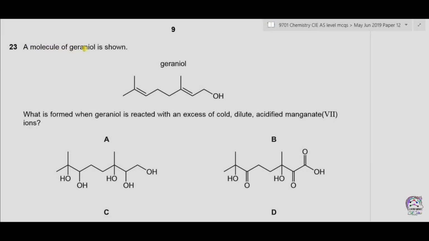Question number 23. A molecule of geraniol is shown. You can see that we have two double bonds and one hydroxyl group attached at the end. What is formed when geraniol is added with excess of cold dilute acidified manganate ions? You have to remember that whenever cold dilute acidified manganate ions is added to an alkene, diols are formed on the double bonded carbon atoms.